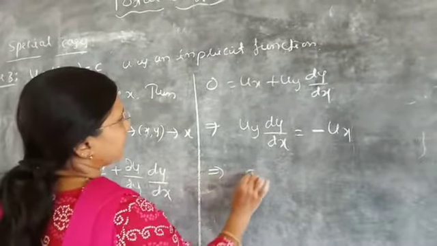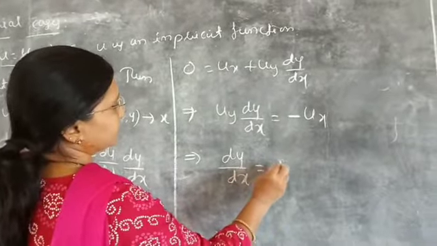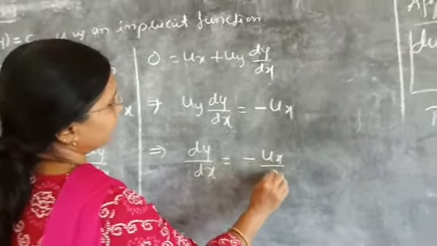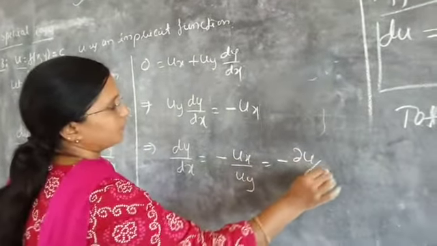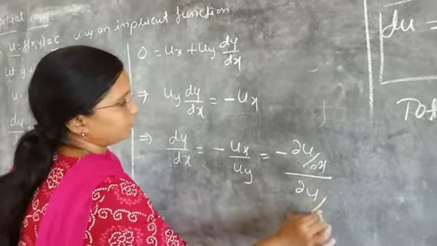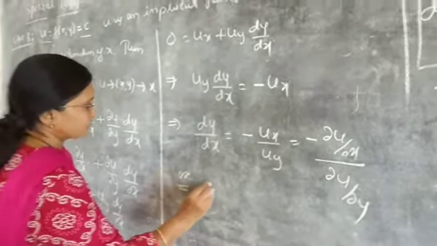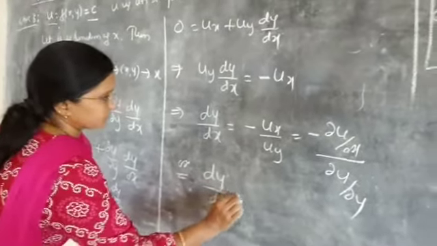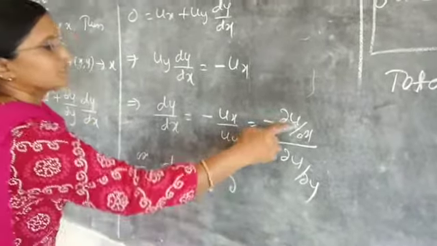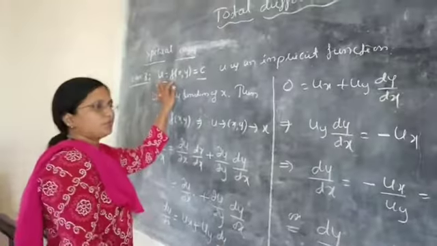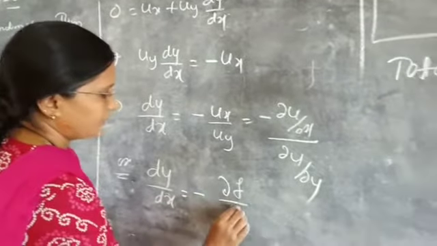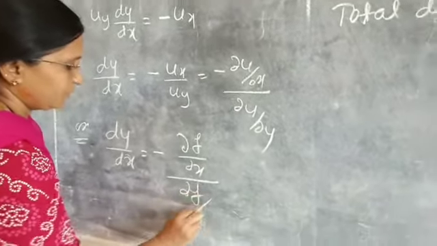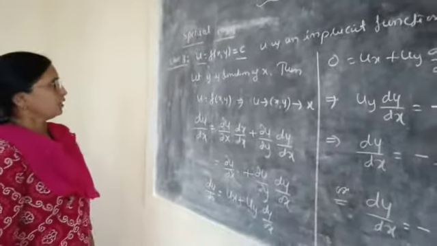Then dy/dx = −ux/uy, which is also written as −(∂u/∂x)/(∂u/∂y). Because u is in terms of f, we use both notations, and that is also correct, so we can denote this as dy/dx = −(∂f/∂x)/(∂f/∂y). This is known as the rule of implicit function.